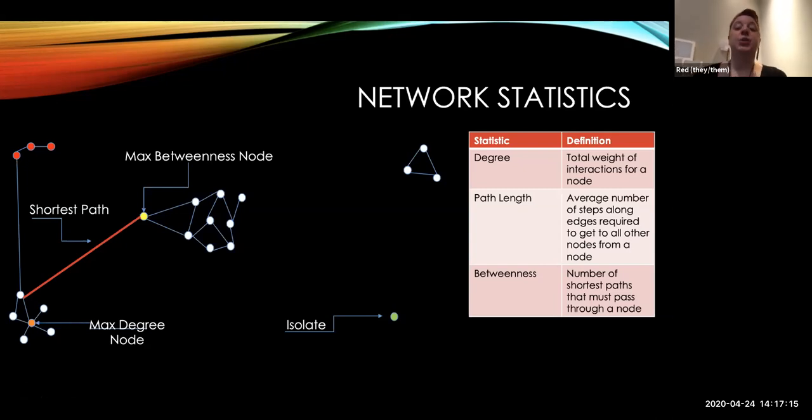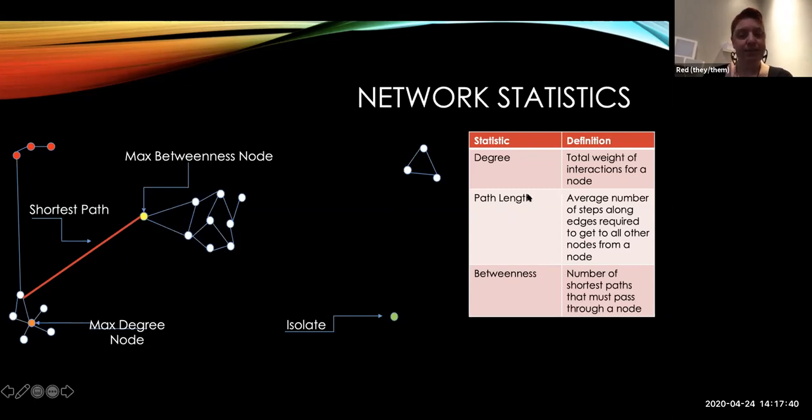But again, degree is just the total weight of interactions of a node, and you can calculate that generally by taking either a row sum or a column sum of your adjacency matrix. But we can also calculate it nicely with a function in R that we're going to play with in a little bit.